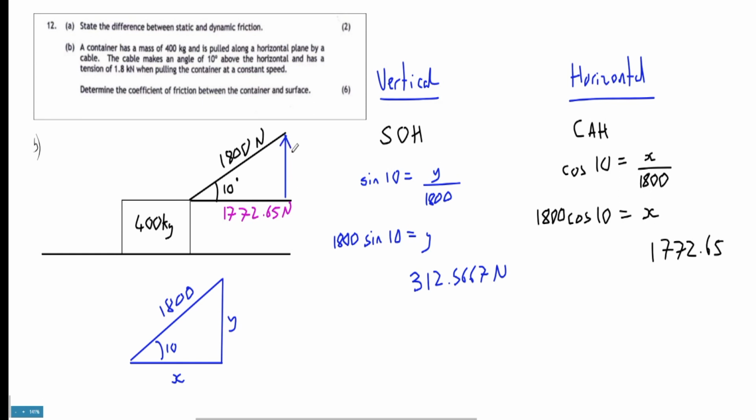This is really good because it's actually going against that force pushing it down, which is going to reduce the amount of friction it feels. So it's going to make it easier to push. That's really good. 312.5667. Okay. Where are we now? We've got some of the vertical forces, we've got the pulling up, and then we've got to get the pushing down from the actual container itself.